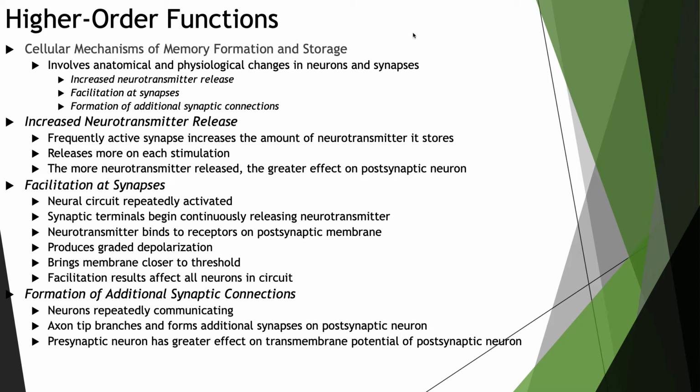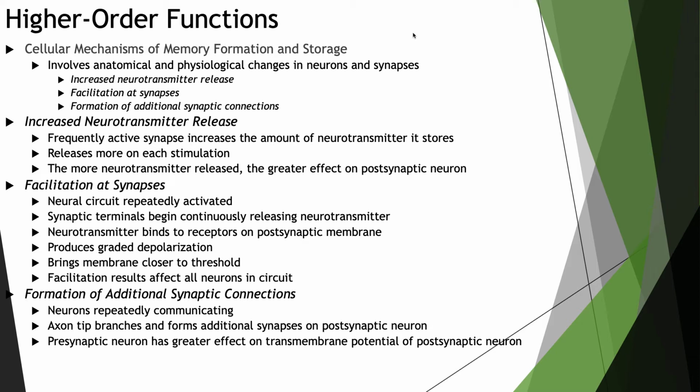The facilitation of synapses. When a neural circuit is repeatedly activated, the axon terminals begin continuously releasing neurotransmitter in small quantities. The neurotransmitter binds to receptors on the postsynaptic membrane, producing a graded depolarization that brings the membrane closer to threshold. The facilitation that results affects all neurons in the circuit.